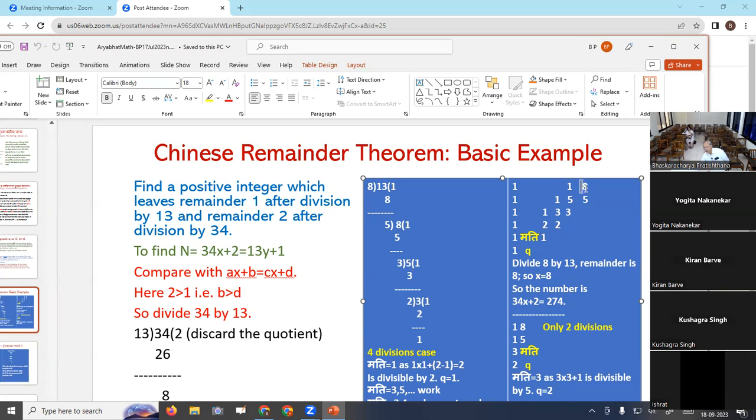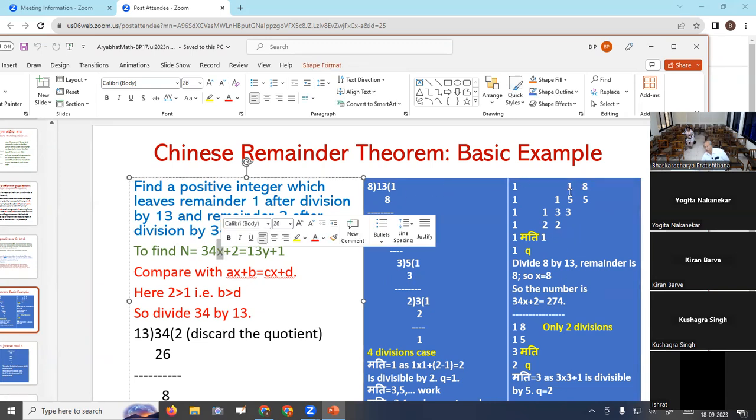Now this 8 is an important number. And this last number, 8, is actually the value of X in the original problem. X is equal to 8.